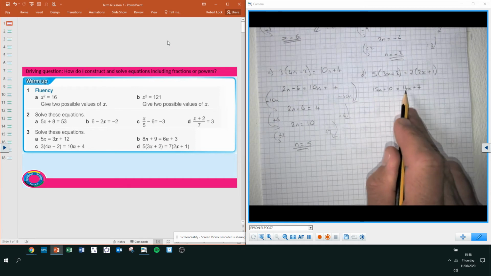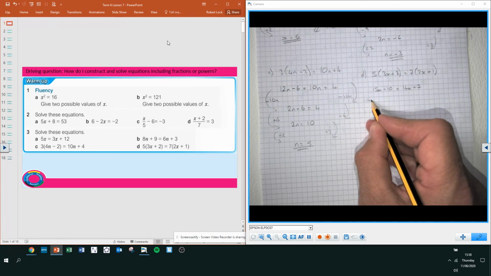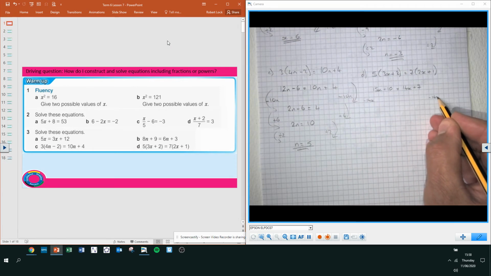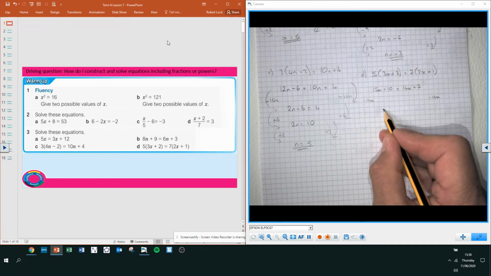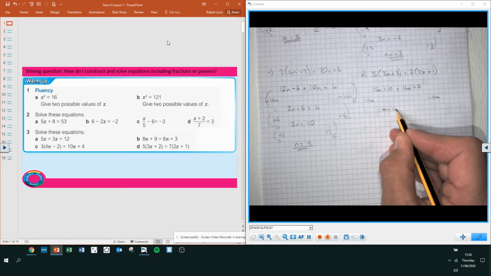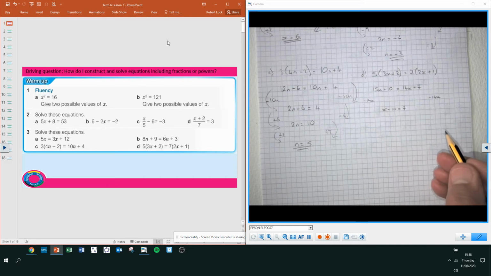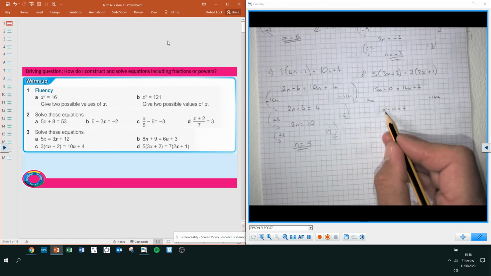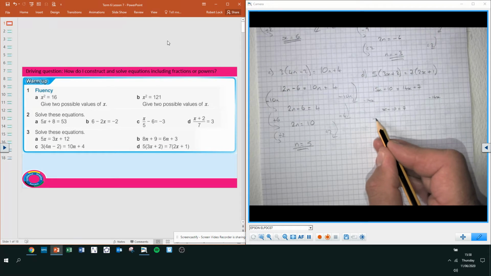14x, 15x. We take away 14x from both sides. 15 take away 14 is x plus 10 equals 7. Take away 10 from both sides.